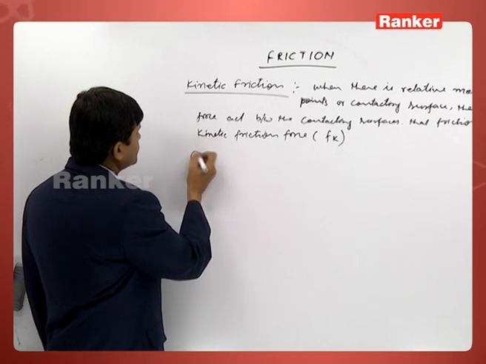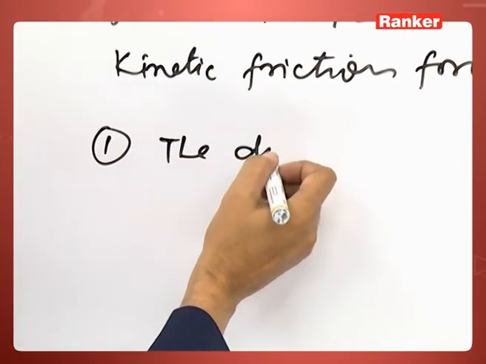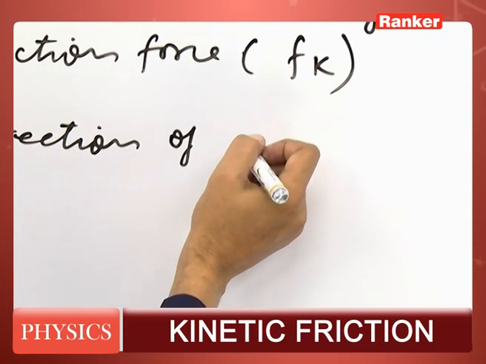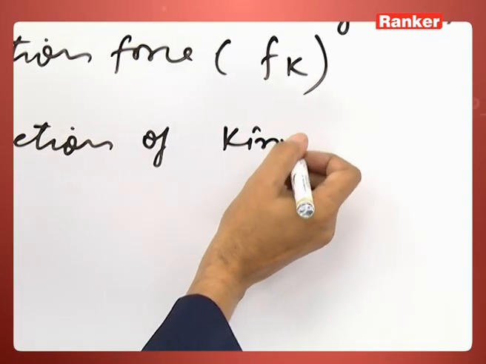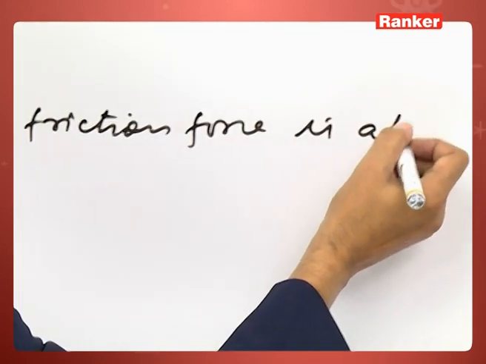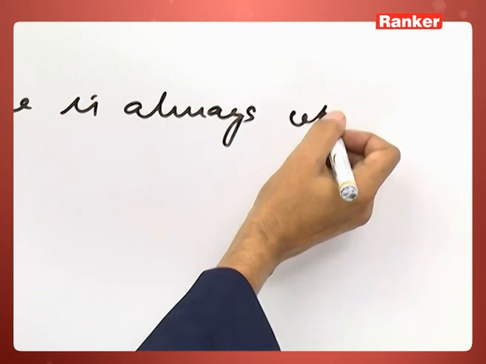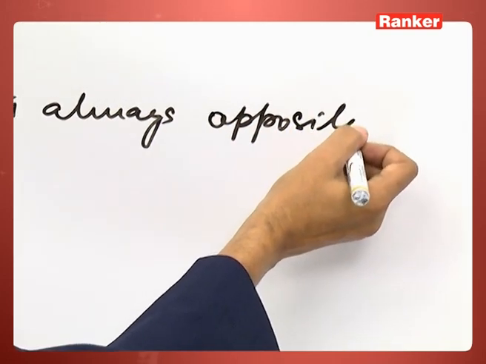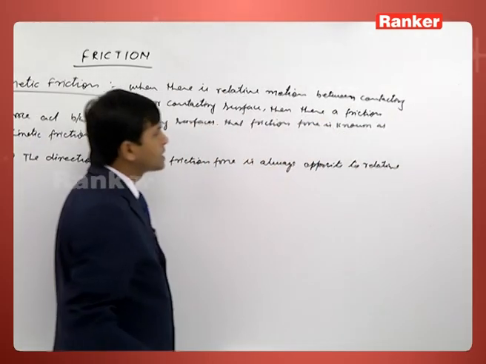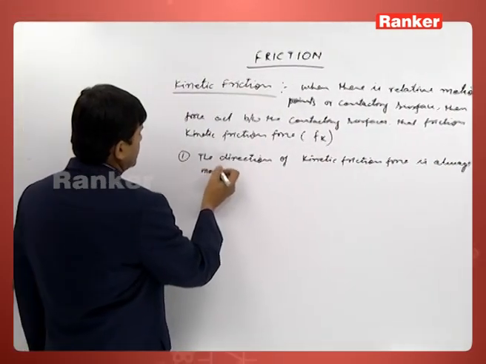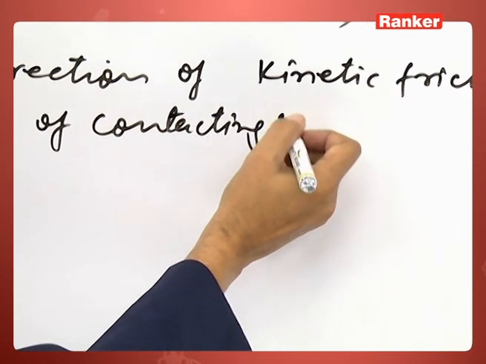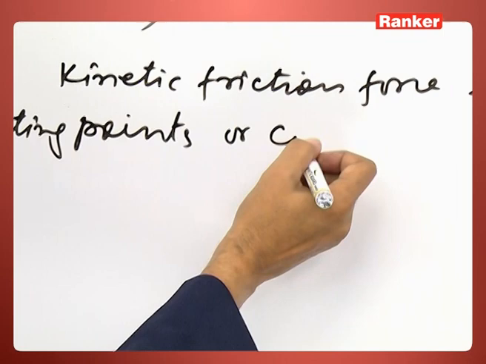Now, certain points related to that. The direction of the kinetic friction force is always opposite to the relative motion of the contacting points or contacting surfaces.